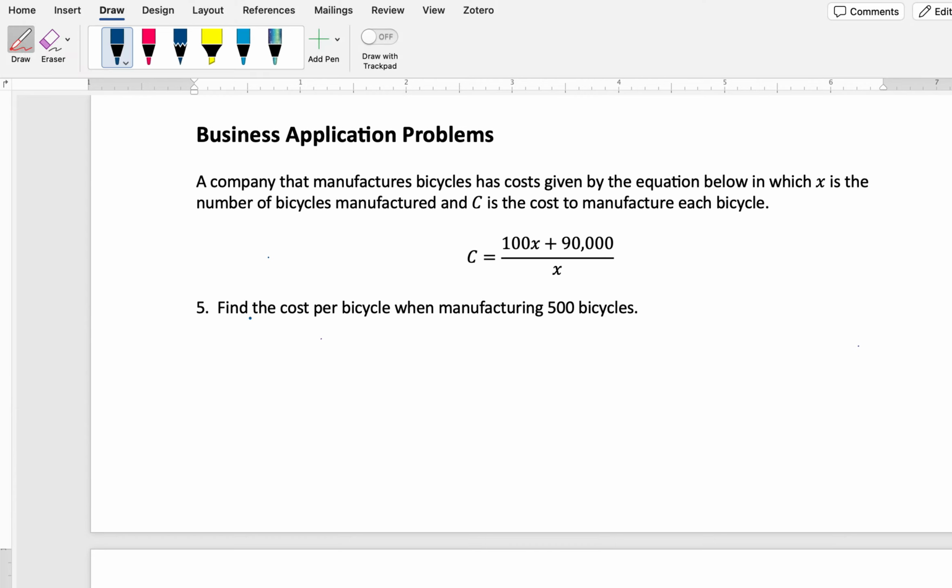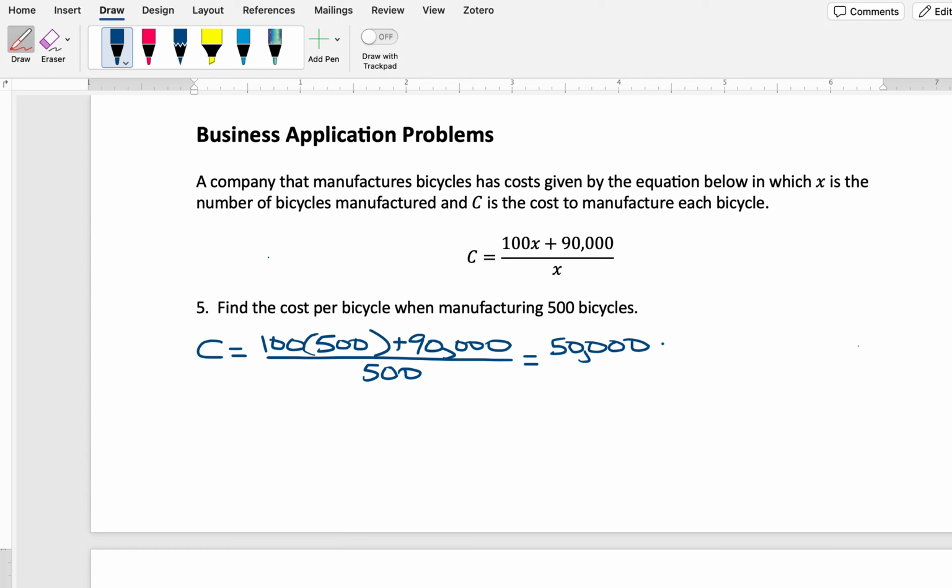So what I'm going to do is plug in 500 for X. So this is going to be 100 times 500 plus 90,000 divided by 500. Now I could type this entire thing into the Desmos scientific calculator. I could also do it by hand. I'll do that just to show.